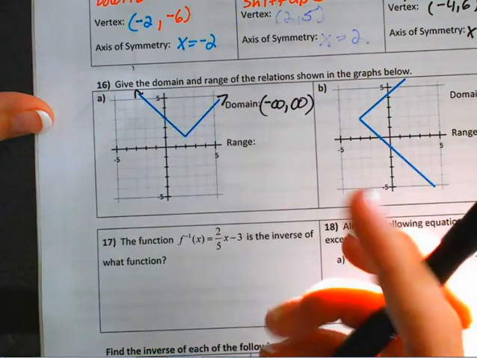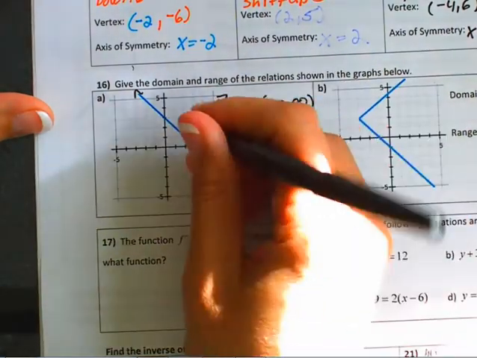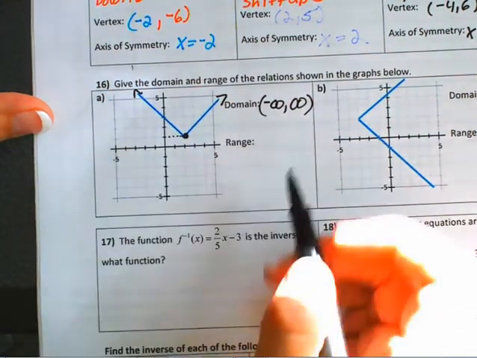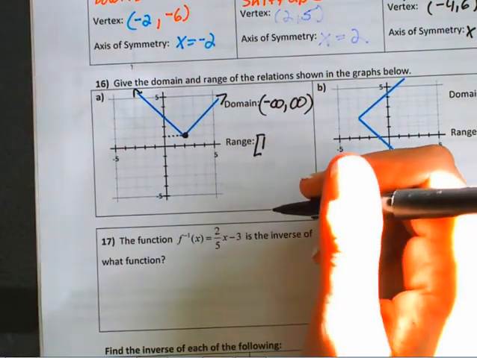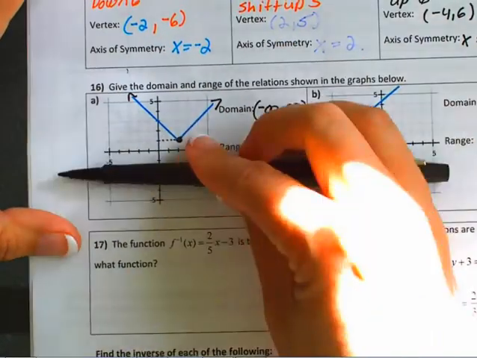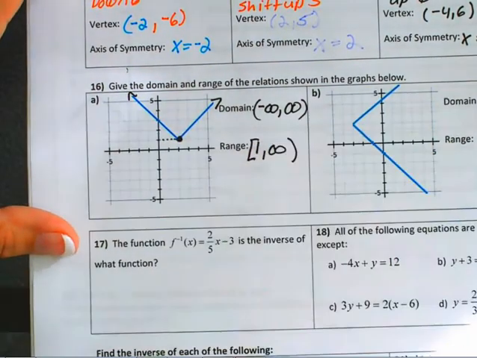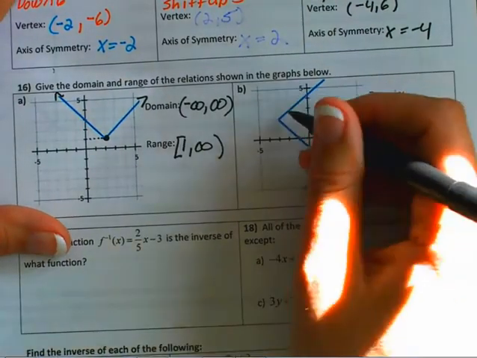For the range, if I start down here and I'm moving up, notice the first value of the range isn't until right here. And remember, I want the y value, so that y value is at 1. I'm going to use a bracket because it does include the 1. And then if I keep going up, it goes to positive infinity.